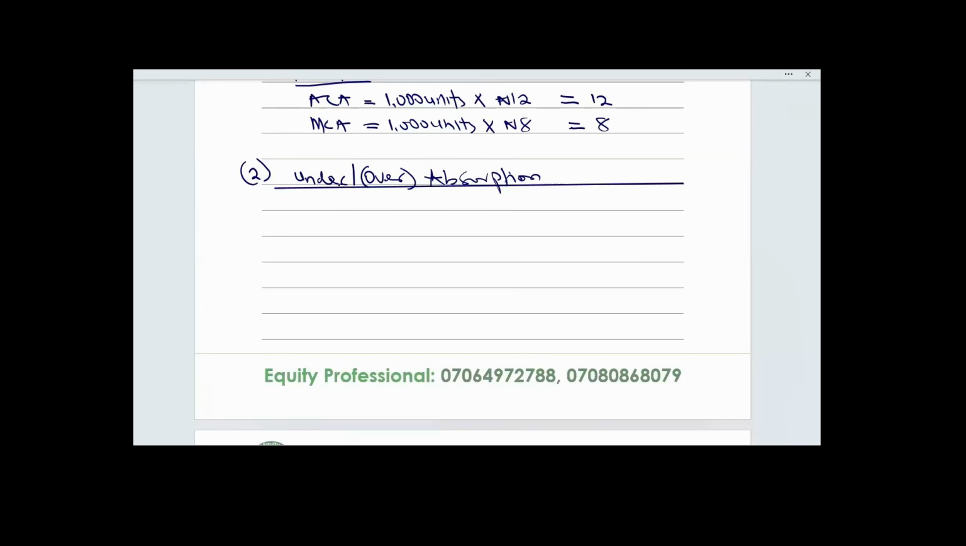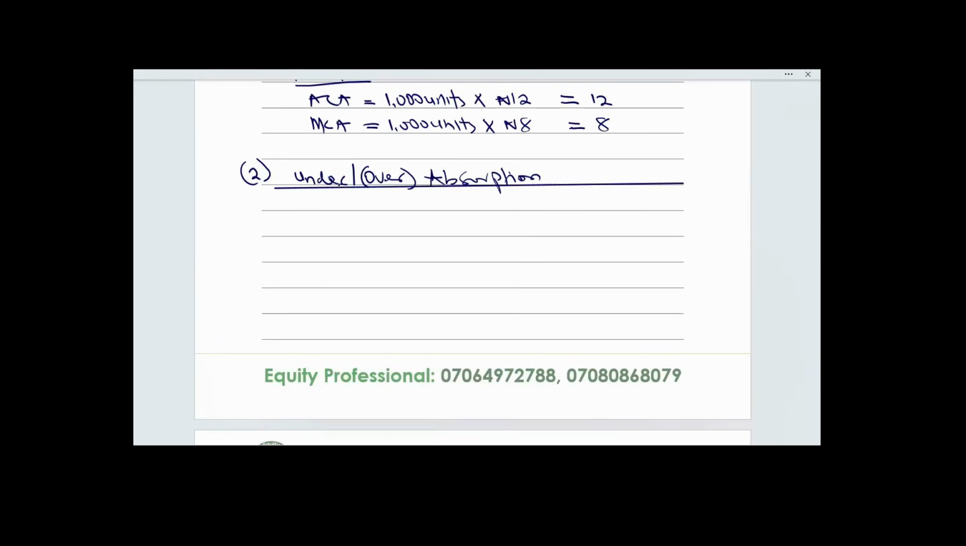Okay, the cost of goods sold will be lower when there is under absorption. The cost of goods sold will be lower, and then the profit will be higher. So to correct this, when you have under absorption, you are supposed to add to cost of goods sold. The reverse is the case under over-absorption.